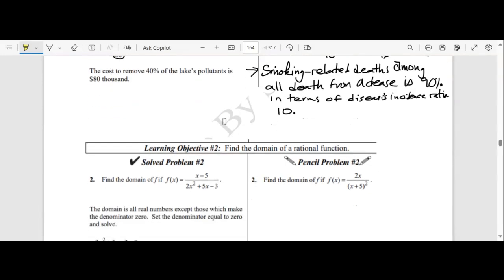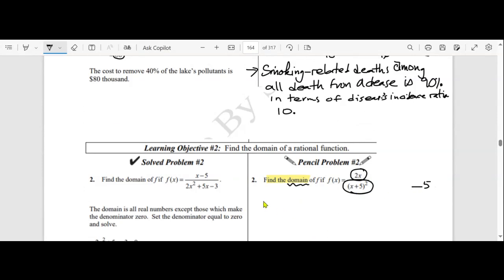Okay, Ryan, read the next one. Find the domain of f if f of x equals x over x plus 5 squared. So it's asking you to find the domain. If it's only the one on the top, the domain will be negative infinity to positive infinity because nothing will interfere with that function. But if you have something in the denominator that interferes with the function, you should not have a 0 there. So what value will make the one in the denominator 0? We say negative 5, right?